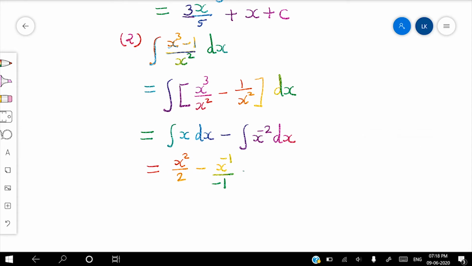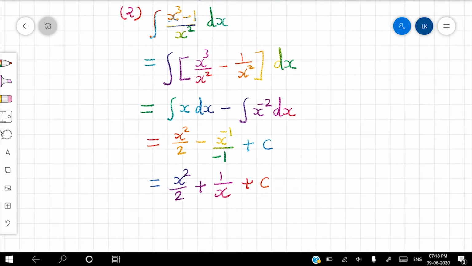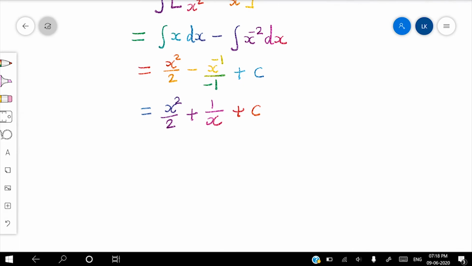Done? What is the answer? Correct. Plus c. Finally, x square by 2 plus 1 upon x plus c. This is your final answer. Okay. Third example. Do you want to do it yourself?